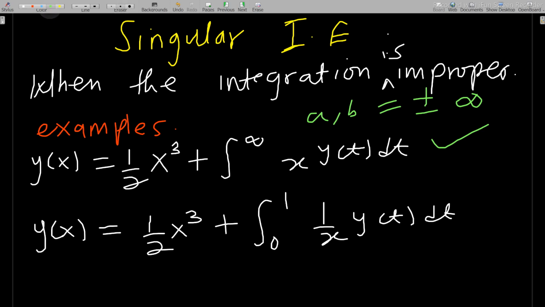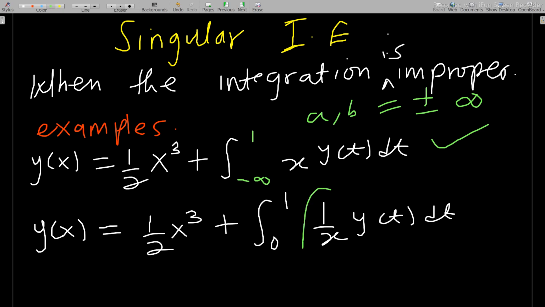Here on this side, I could have gotten something like minus infinity, and that whole thing also is an improper integral. Or I could have started from 1 to negative infinity. So the moment you see an infinity, plus or minus infinity, in one of the limits, then you have an improper integral equation. So you have an improper integration, and that makes it a singular integral equation.